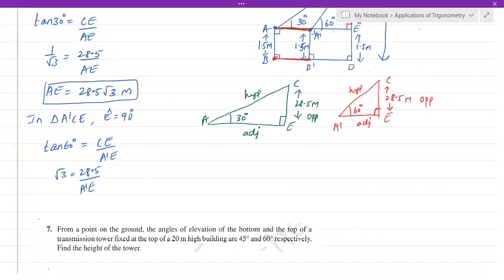In the next step, let's cross multiply. Root 3 into A'E is root 3 A'E, which is equal to 28.5.